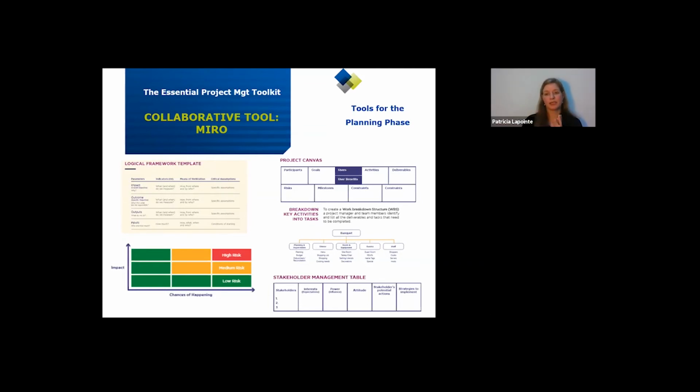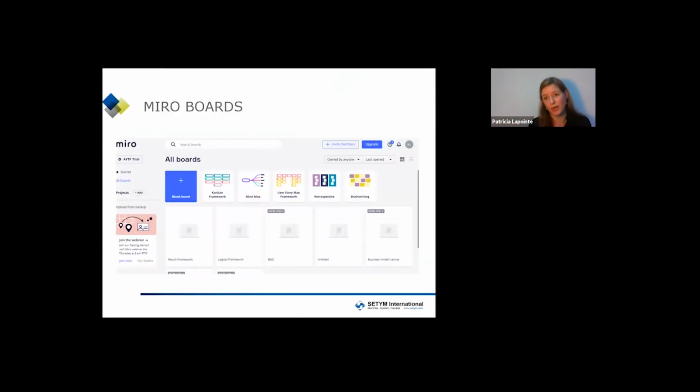A few years back, there was a survey by PMI asking project managers all around the world, what is the number one tool? And it was the work breakdown structure, the WBS Schedule Pro, that allows you to divide your project into small components. But now, with all the technology, for the last few years, there are a lot of exciting tools out there, and Miro is one of them.